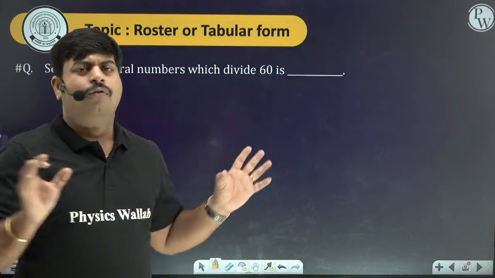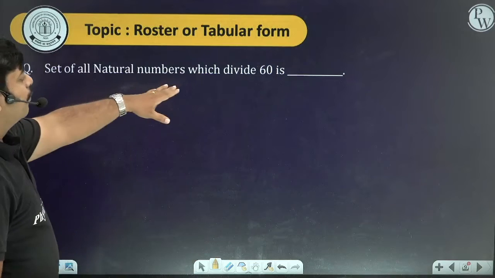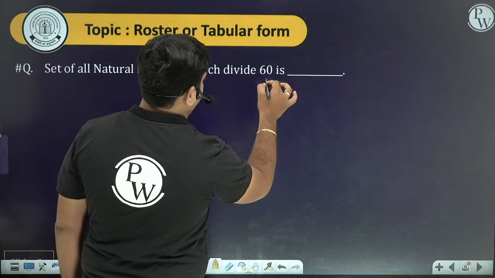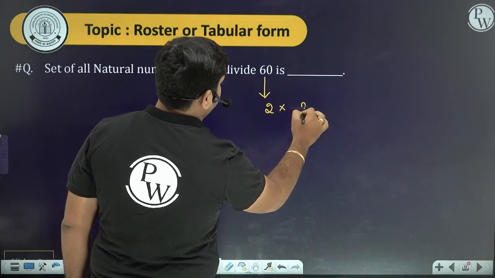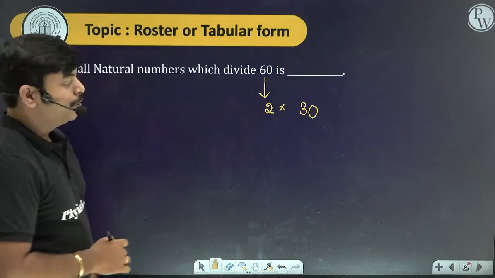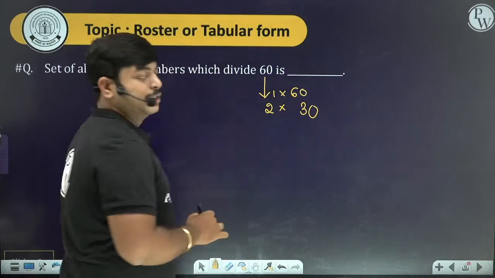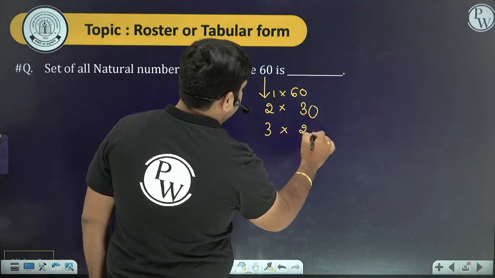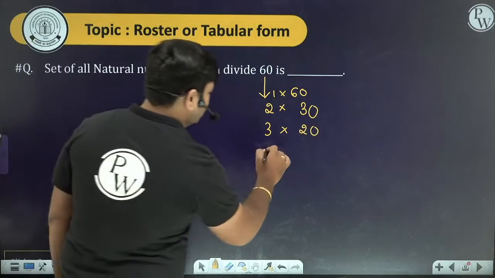Okay, don't worry about all the integers and all the negative numbers. Set of all natural numbers which divide 60. So you can say the factors. The factors of 60: 2 into 30, even 1 into 60 will also come. So 1 into 60, 2 into 30, 3 into 20, and 4 into 15.